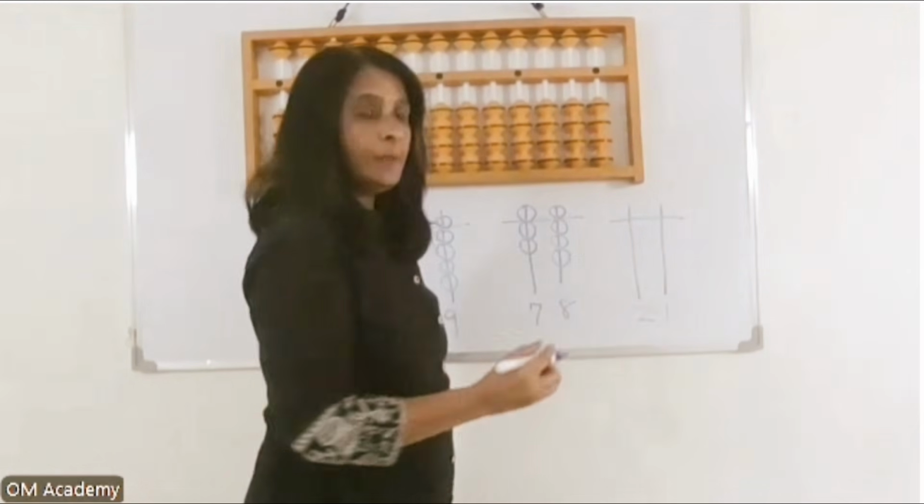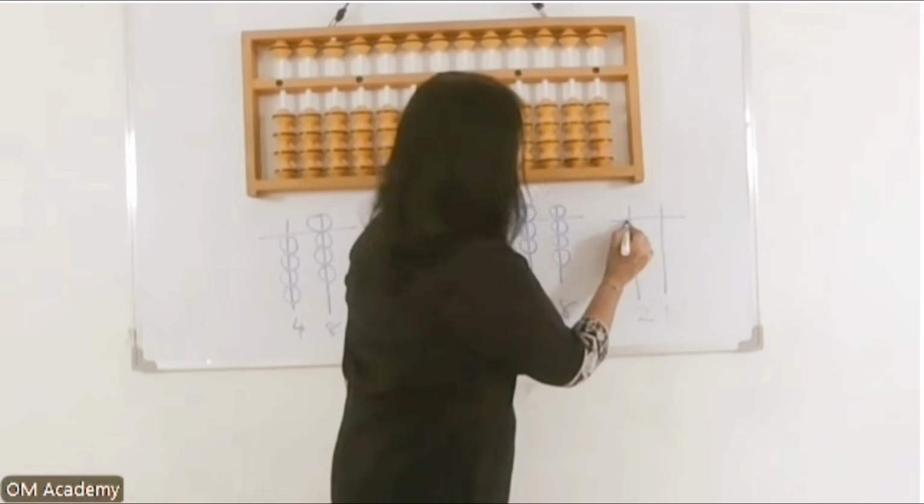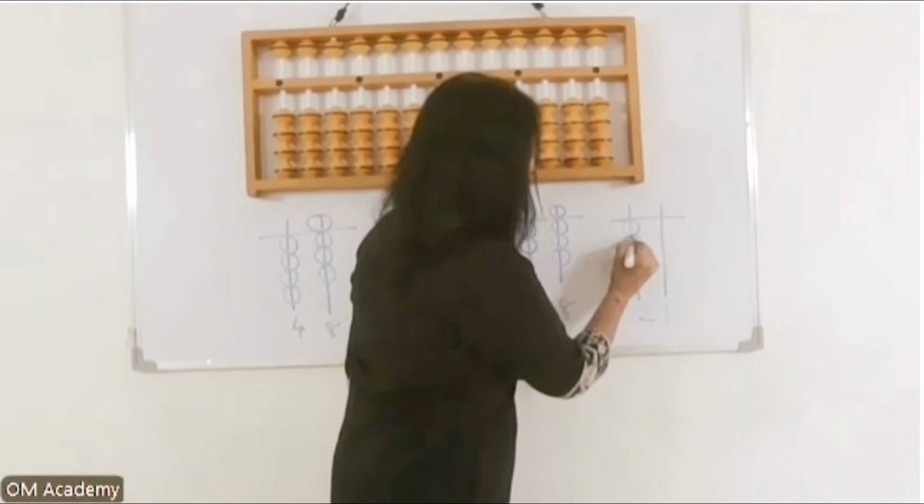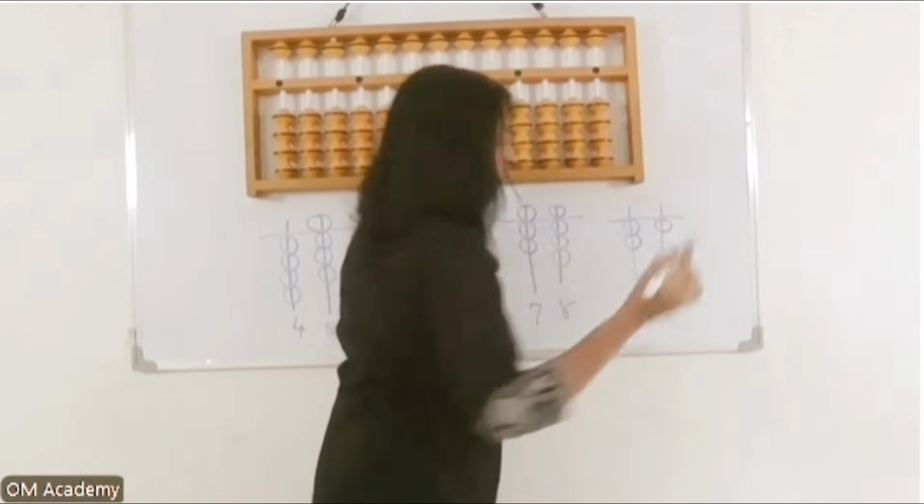21. It means here two lower beads on the tens place and on the ones place one lower bead.